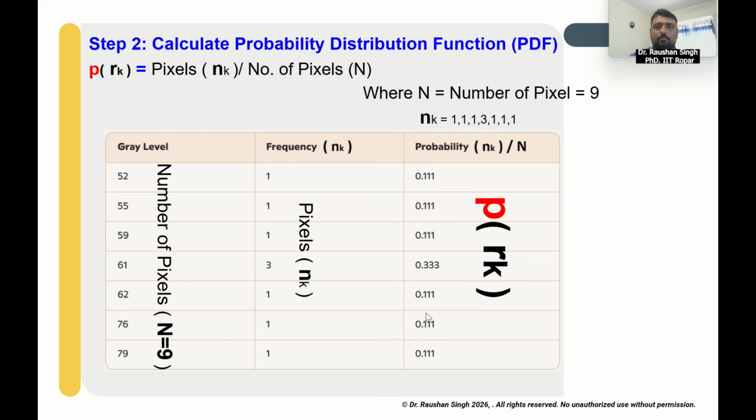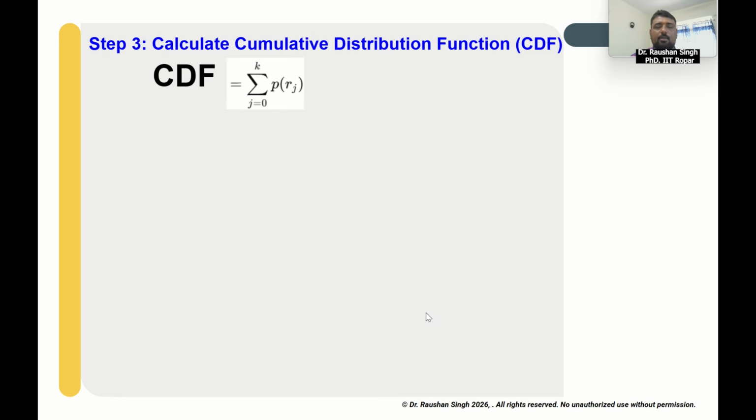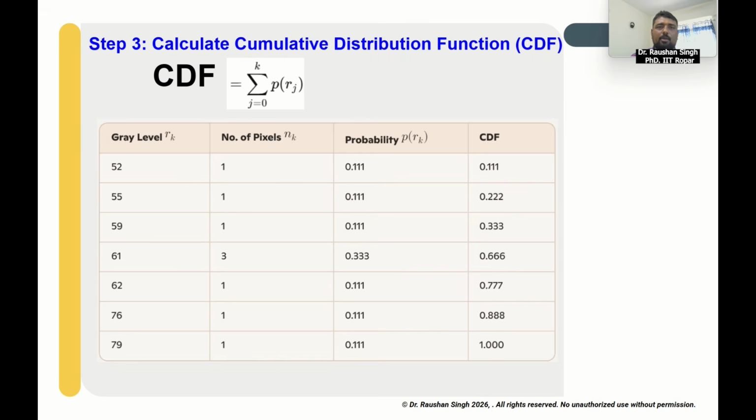That is your PDF. Coming to the CDF, it is also very easy. CDF is the summation of the previous PDF values. The first CDF and PDF will be the same, because the first value is directly copied here, and for the second value, we will be adding these two values.